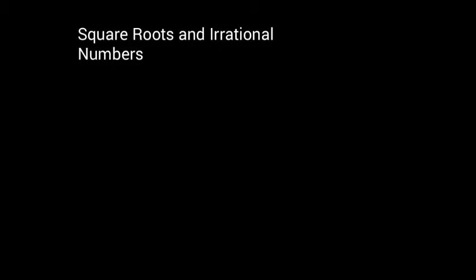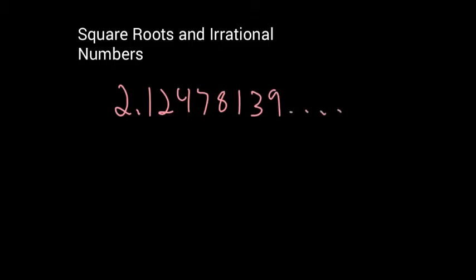Alright, let's talk about square roots and irrational numbers. So we're going to start with irrational numbers. An irrational number is any number that is a decimal that goes on forever and doesn't repeat. So say we had 2.1247813 and so on. You can see that that's not repeating and it's going on forever because I put those dots there. So this is irrational.